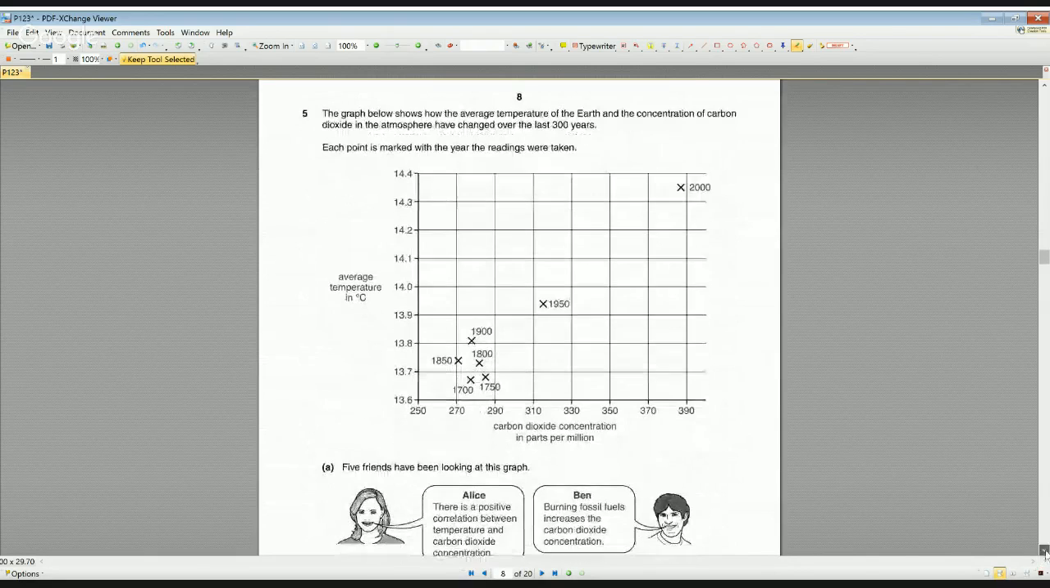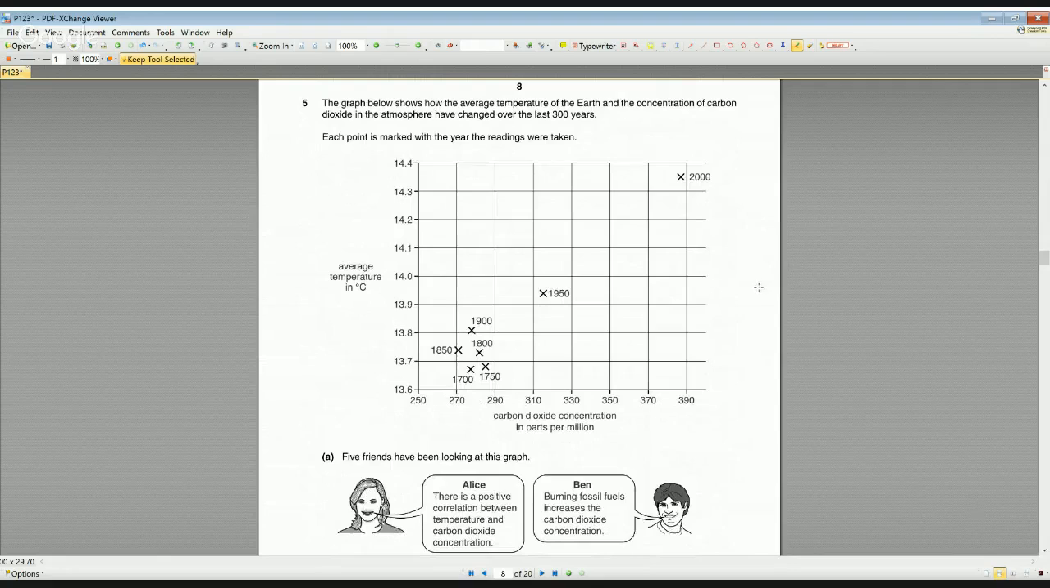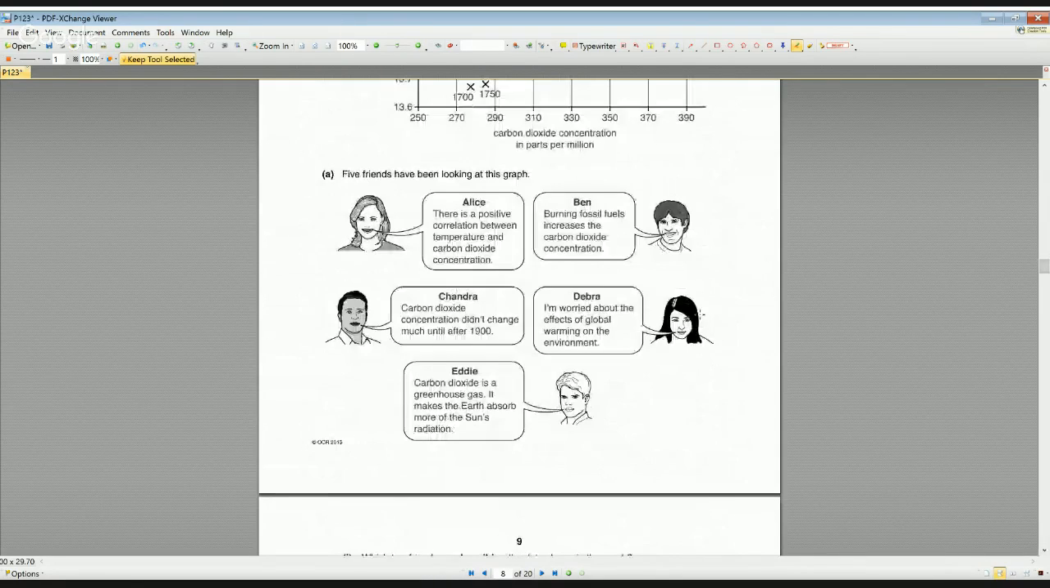Look at question number 5. We've got a graph showing how the average temperature of the Earth and the concentration of carbon dioxide in the atmosphere have changed over the last 300 years. Each point is marked with the year the readings were taken. You can see that the carbon dioxide concentration, going from 1700, 1750, 1800, 1850, 1900, didn't change very much around the first couple of hundred years, and then in the 20th century it did increase, and again, the average temperature also increased over that time, but much more dramatically in the period when the carbon dioxide has been increasing.